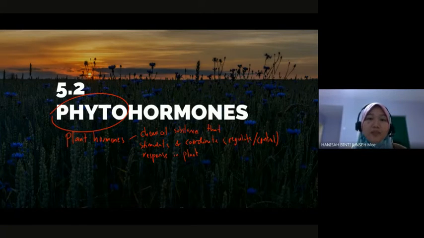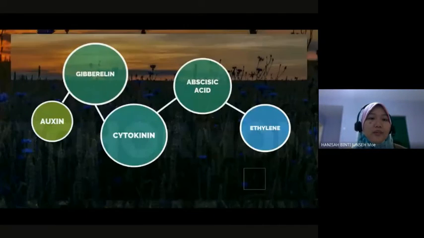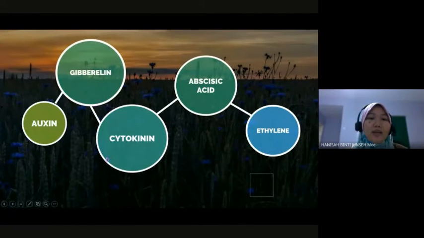Okay, so actually there are five major plant hormones or phytohormones. The first one is auxin. The second one is gibberellin. The third one is cytokinin. The fourth one is abscisic acid, and the fifth is ethylene. Again: auxin, gibberellin, cytokinin, abscisic acid, and ethylene.